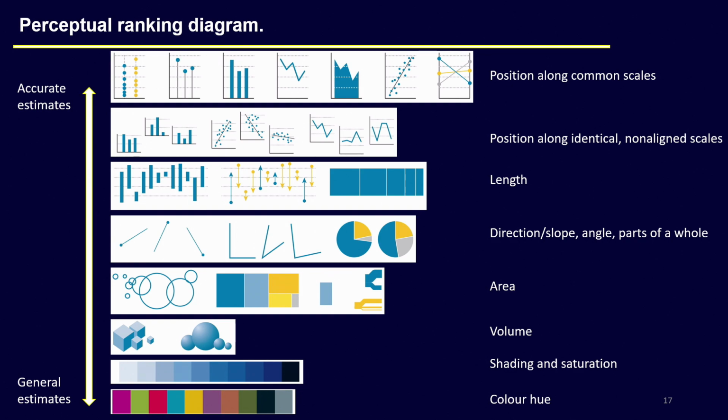Then you have the less accurate type, position alone, identical, non-aligned scales, the values are there, but because they are not aligned, you cannot compare them. That's accurate, but not so accurate as the first one. And we go down in the scale towards the general estimates, where you talk about shading, saturation, and color hue. They are very nice, but they don't really give you an accurate number of things.